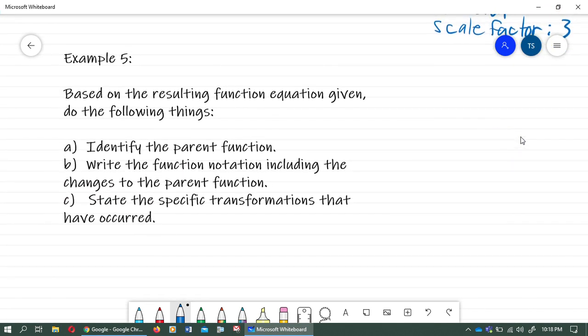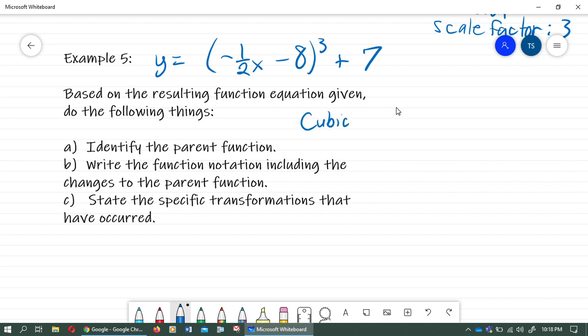example 5. y equals -1/2 x minus 8 cubed plus 7. All right, so for this one, your parent function is a cubic function, and again that is f of x equals x cubed. That's that parent function there.